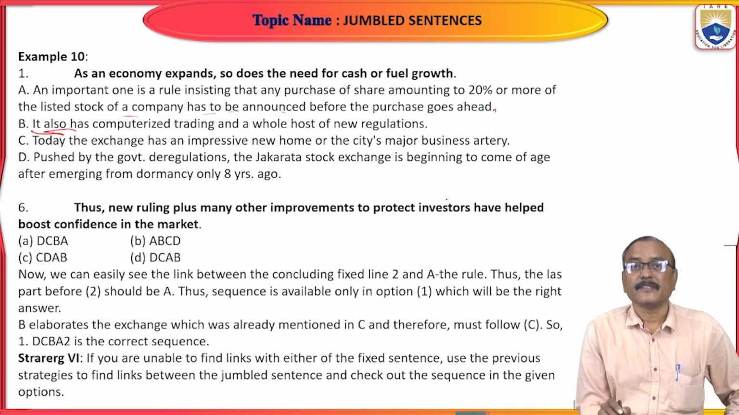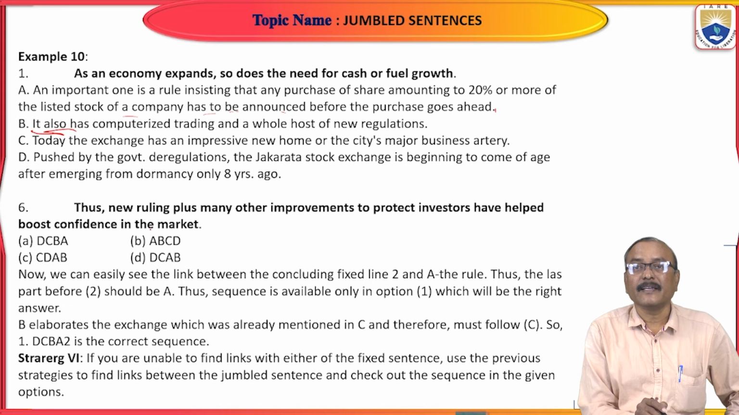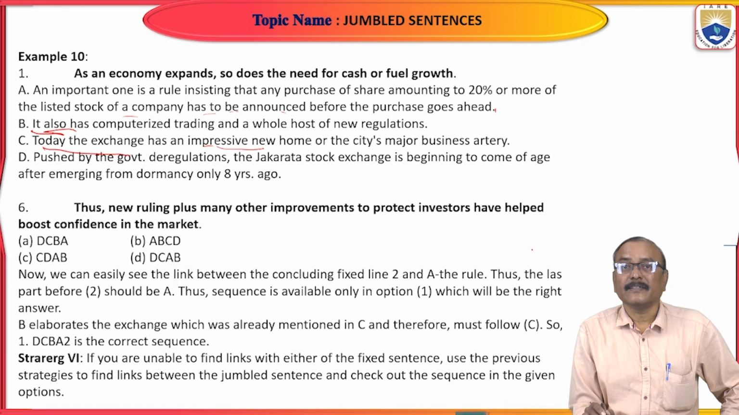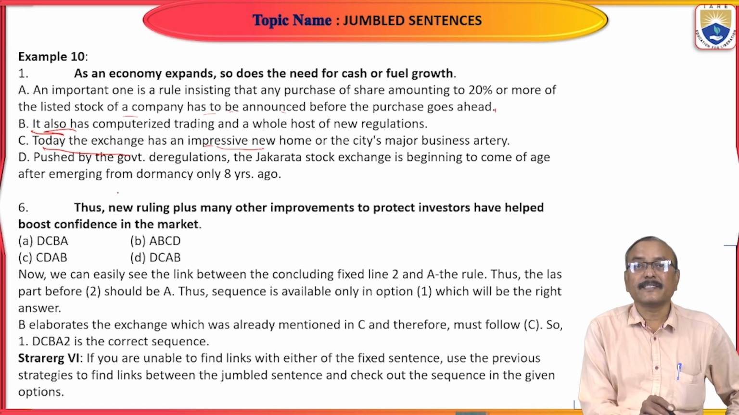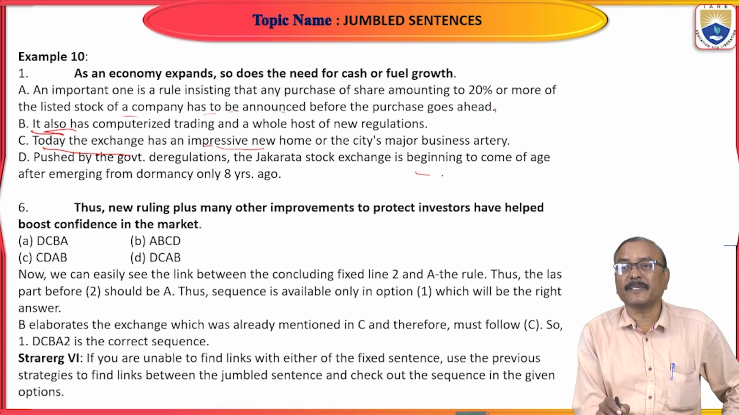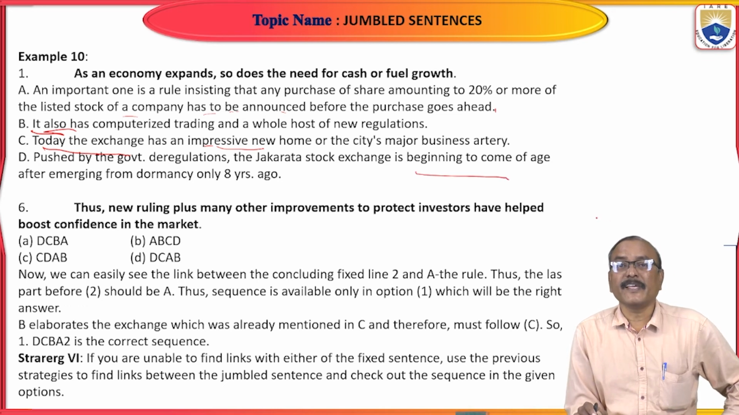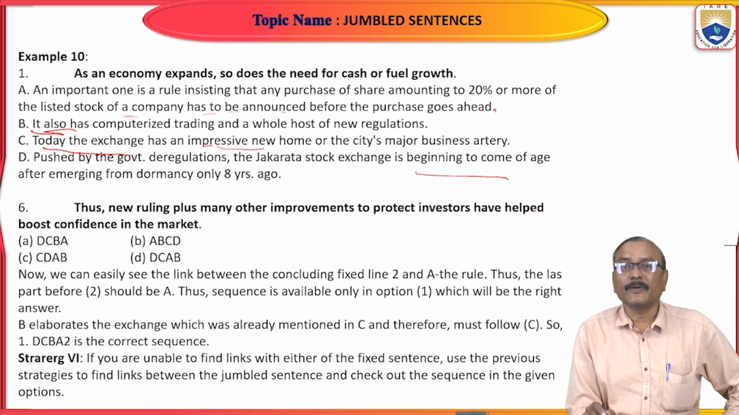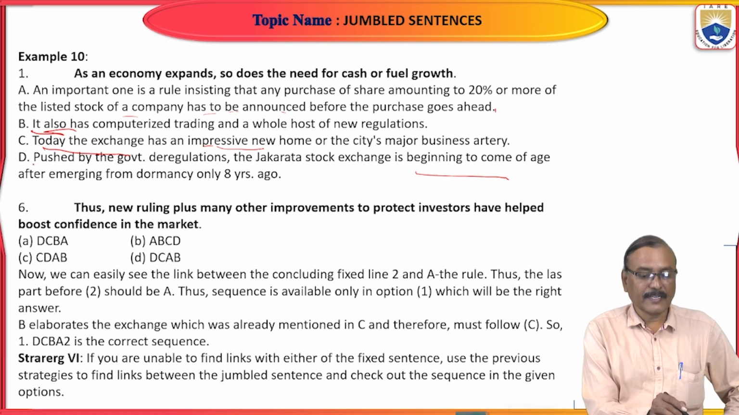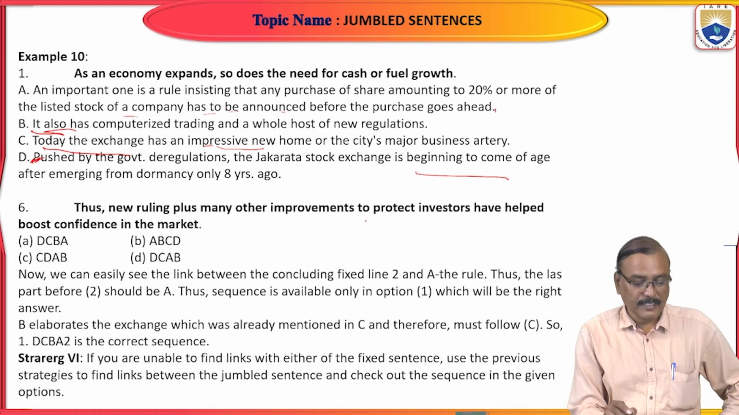We don't know. So, today the exchange has an impressive new home on the city's major business artery. Next, D. Pushed by the government's deregulations, the Jakarta Stock Exchange is beginning to come of age after emerging from dormancy only 8 years ago. Right? So, D here can be the first one. Is it clear?